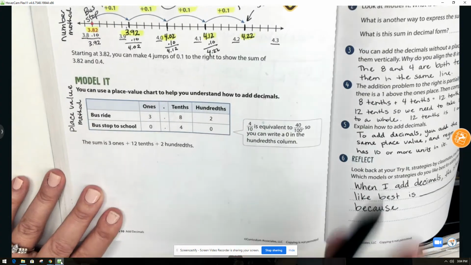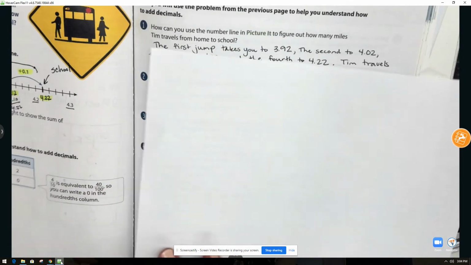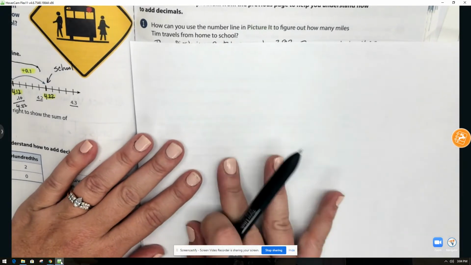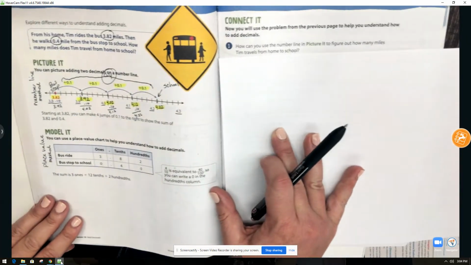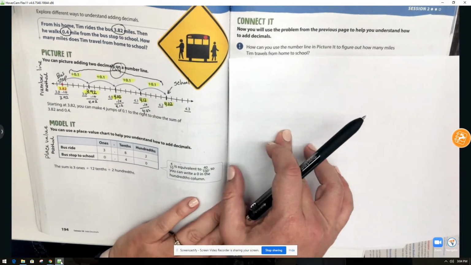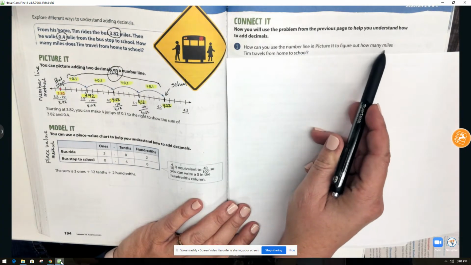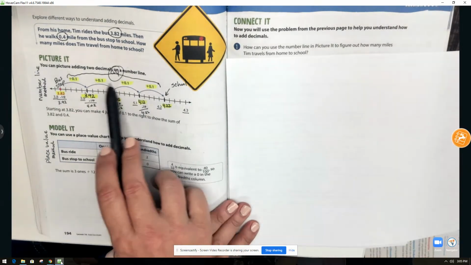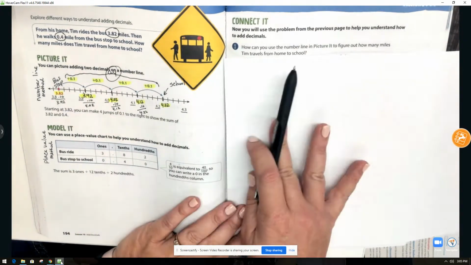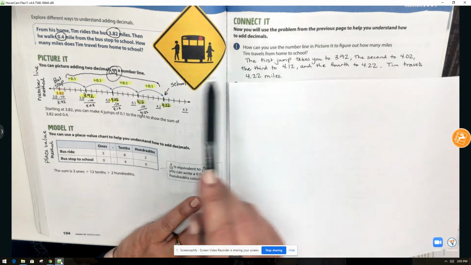So now let's go and look at the next page. Go to page 195. So on page 195, the first question says, and I kind of explained this already, but the first question says, how can you use the number line in Picture It to figure out how many miles Tim travels from home to school?